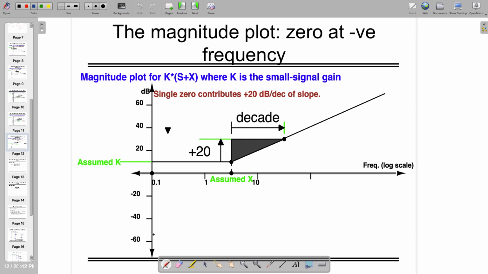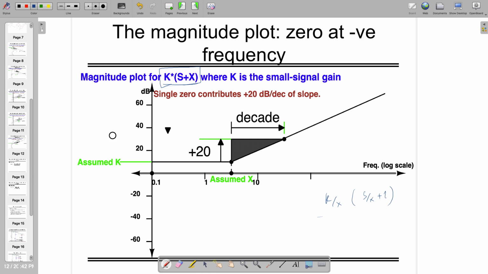Now there might be the case that it's not at the origin, but there is a transfer function K times S plus X, where K is the small signal or low frequency gain, and S plus X is the one which is going to tell you the zero location. So here the small signal gain is K by X times S by X plus 1. This is very important to do, just to find out what is required.